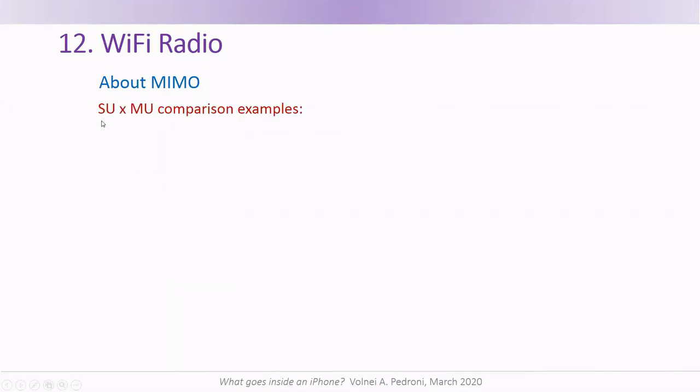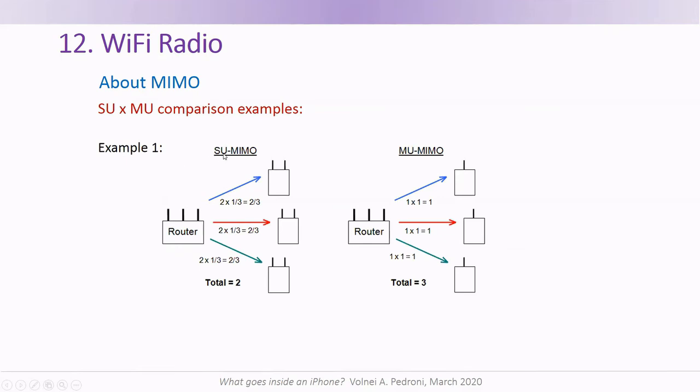Some examples illustrating the differences between single-user and multi-user MIMO are shown next. Example 1. The single-user environment contains a 3-antenna router and 3 smartphones with 2 antennas each. So each one is served during 1/3 of the time with 2 streams. The total is 2, and so the usage factor is 2 out of 3, or 2/3. In the multi-user case, there is a similar router and 3 smartphones, but with a single antenna. So each one is served with 1 stream during the whole time. The total is 3, and the usage factor is 3 out of 3, or 100%. Conclusions: multi-user wins with just 1 antenna, which is less cost and less power consumption, and there is no MIMO gap in the multi-user case.